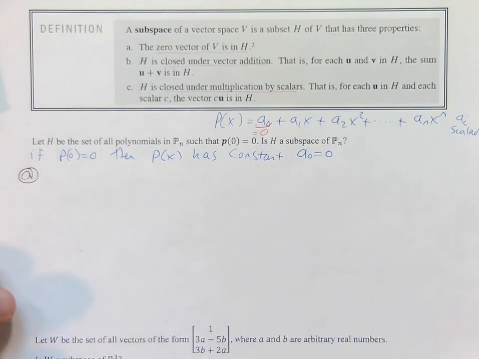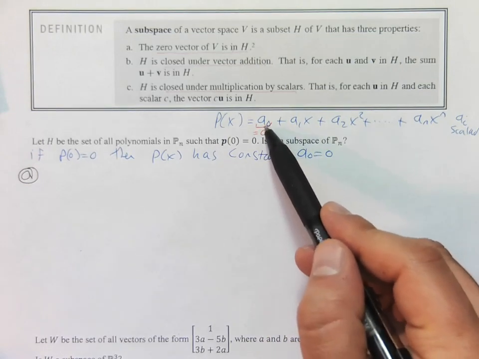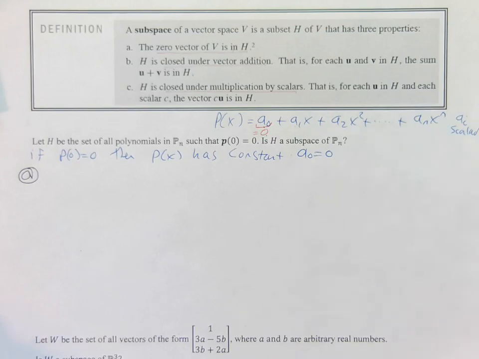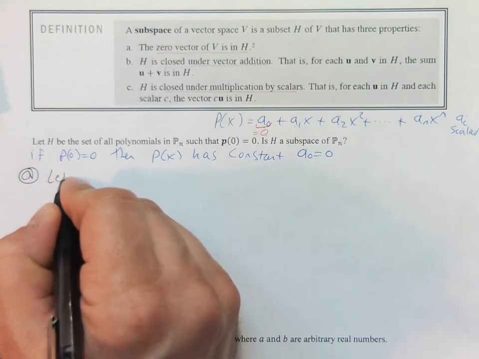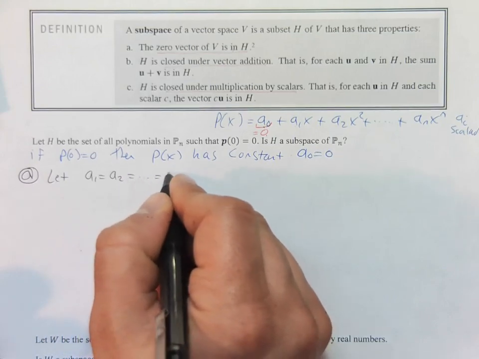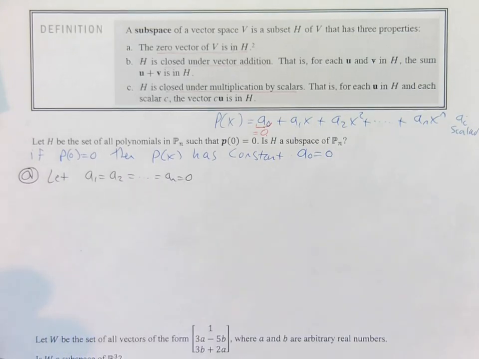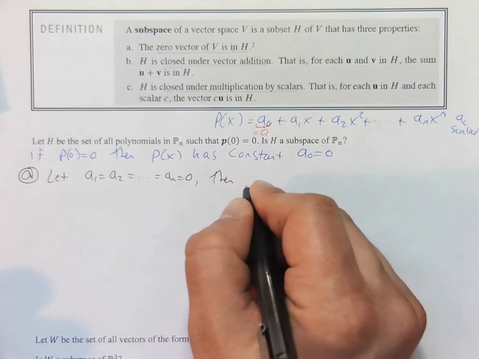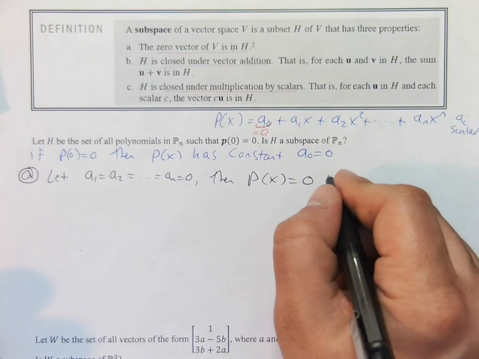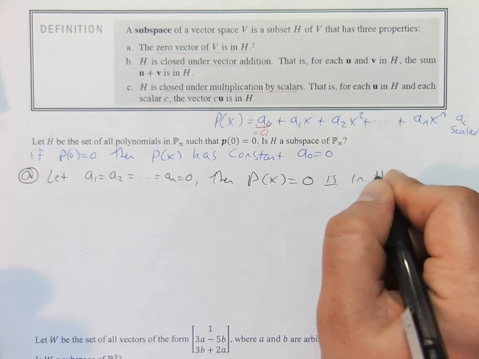Well, we know the 0 vector is the 0 polynomial, right? And so if this is already specified to be 0, we can just make the rest of the a's 0, and we have the 0 polynomial. And so we can let a1 equal a2 equal dot dot dot. All of them are going to be 0. And then that would mean the 0 polynomial is in H.